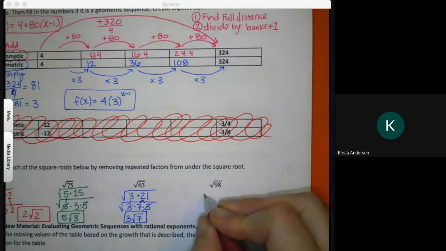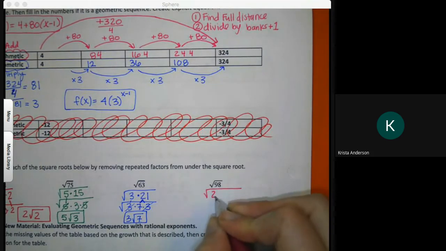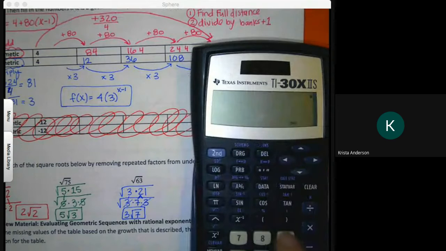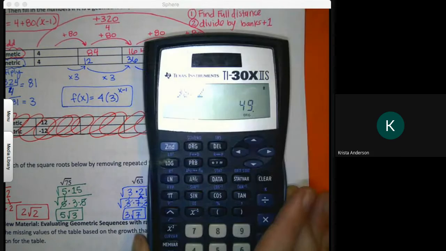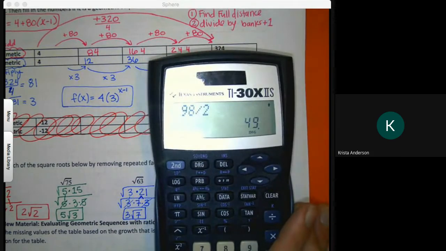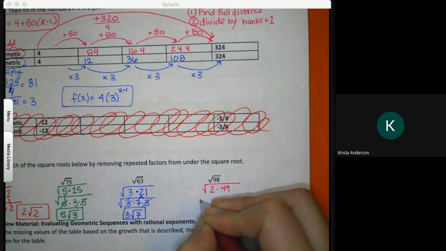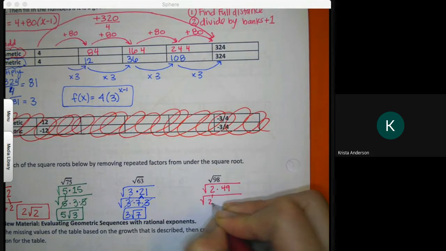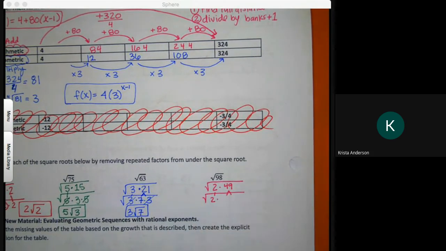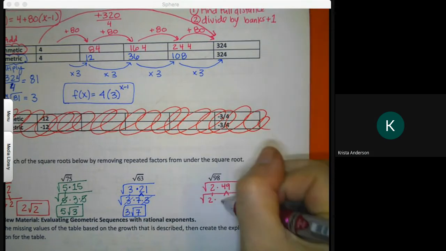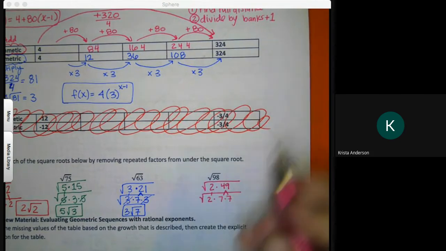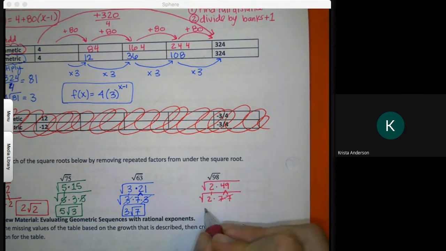98. 2? Okay, let's try it. 98 divided by 2 is 49. Two can't simplify. 49 is a perfect square. 7 times 7. So they would get to leave, and the 2 would be left inside.